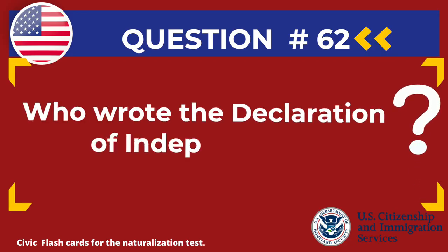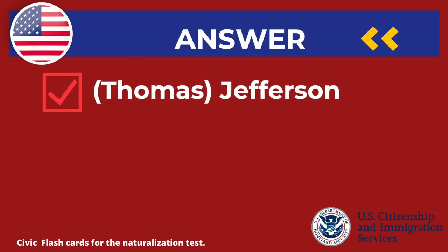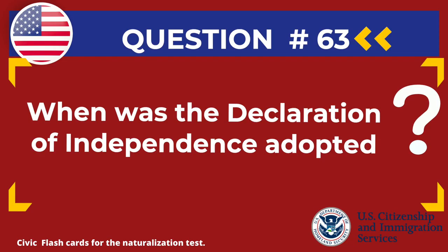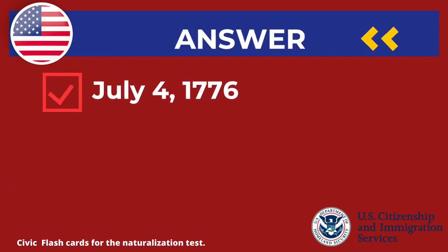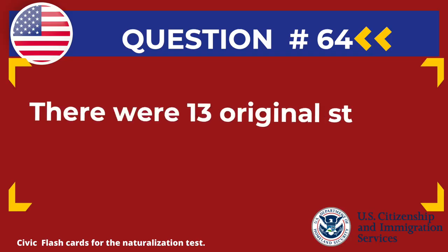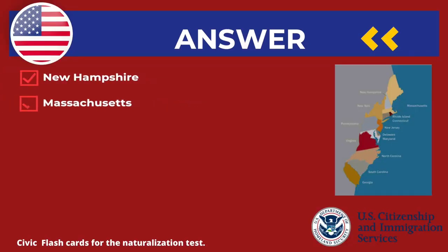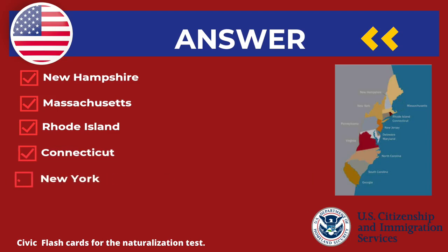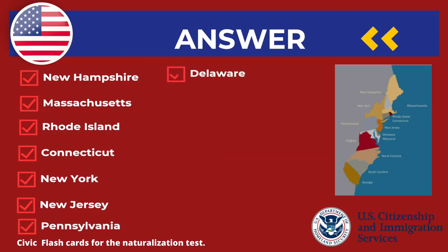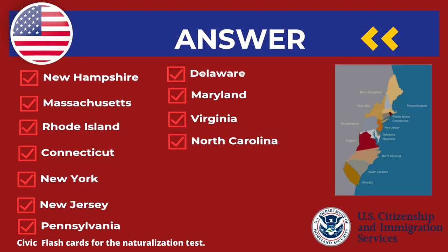Who wrote the Declaration of Independence? Thomas Jefferson. When was the Declaration of Independence adopted? July 4, 1776. There were 13 original states. Name 3. New Hampshire, Massachusetts, Rhode Island, Connecticut, New York, New Jersey, Pennsylvania, Delaware, Maryland, Virginia, North Carolina, South Carolina, Georgia.